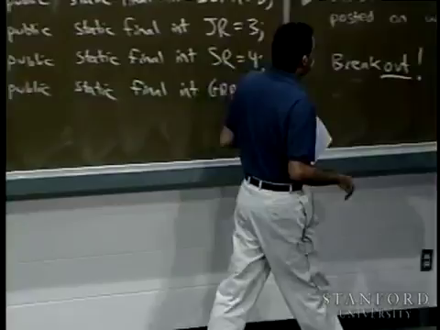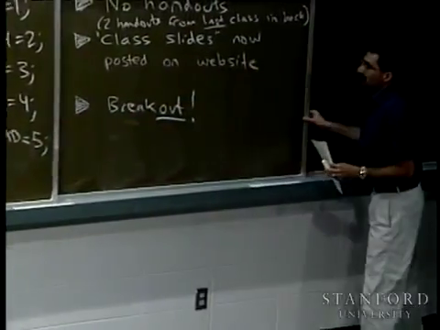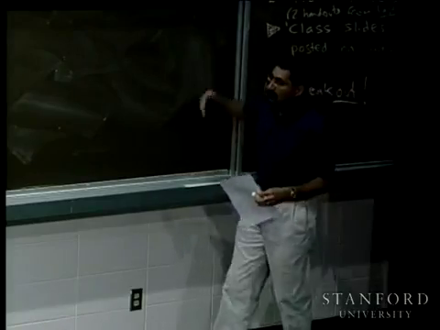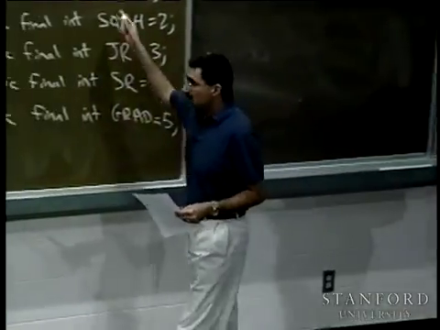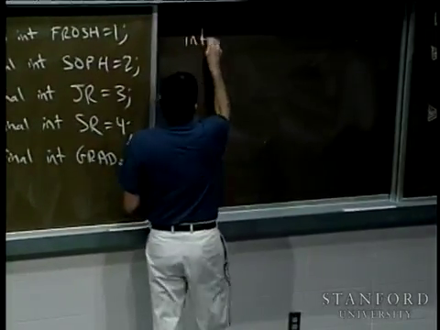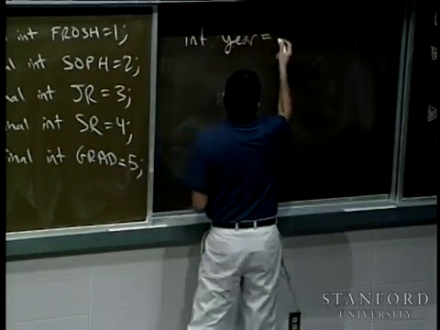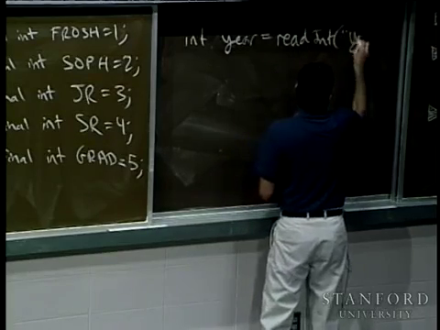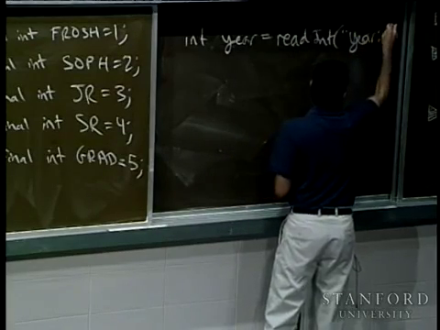Now, the only problem that comes up with doing something like this is that you want to figure out, well, how do I read in these things and display them? Well, these are all just integers. So if I actually want to ask someone their year in school, I would have to keep track of that with some int that I might call year. And so I would read in an int, and I might ask the person for their year.